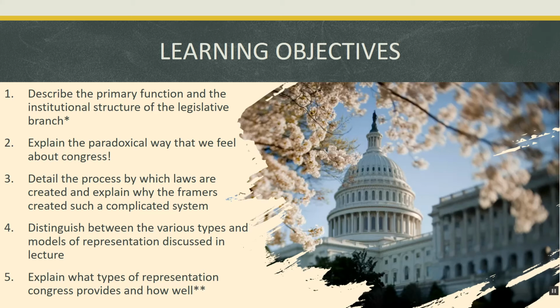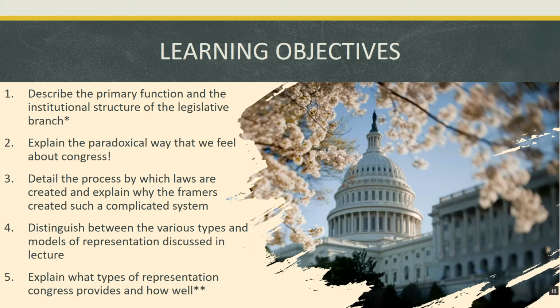The second learning objective asks for you to explain the paradoxical way that we feel about Congress. In other words, you should be able to tell us how we feel about Congress. You should be able to tell us why it's puzzling that we feel this way, and you should be able to explain that puzzle away. The third learning objective asks for you to detail the process by which laws are created and to explain why the framers made this system so complicated.